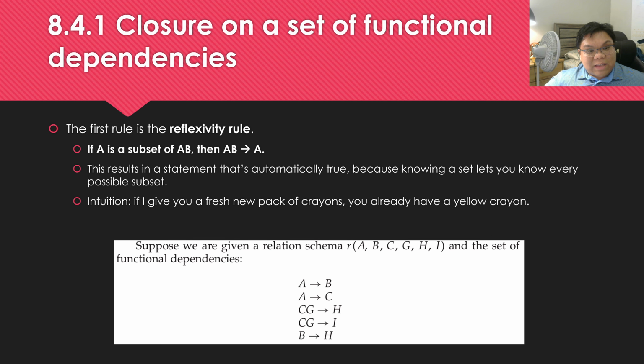So this produces a statement that's automatically true, because if you know a superset, you already know all the possible subsets. If I give you a fresh pack of crayons, and not just any pack, it's a 64-pack Crayola crayons with a sharpener in the back, never been opened, freshly bought from the store. If I give that to you, do you have a yellow crayon? Of course you do. It's gonna be somewhere in the pack.